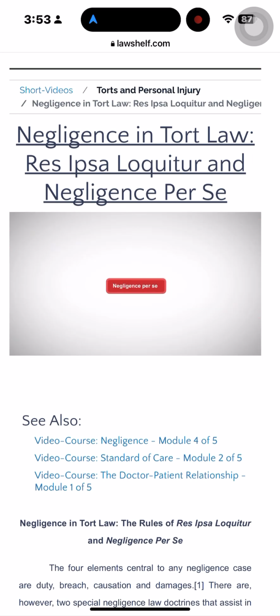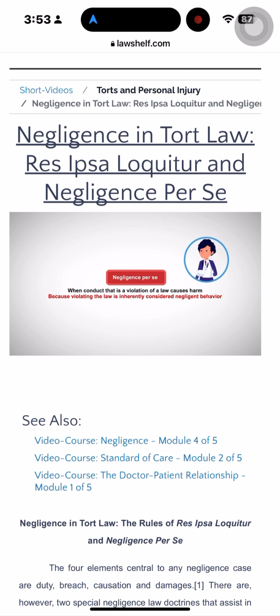Negligence per se is applied when conduct that is a violation of a law causes harm. Because violating the law is inherently considered negligent behavior, that the defendant violated the law inherently proves that he breached his responsibility. That his actions caused injury to the plaintiff still must be proven.